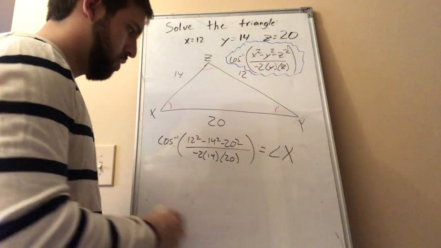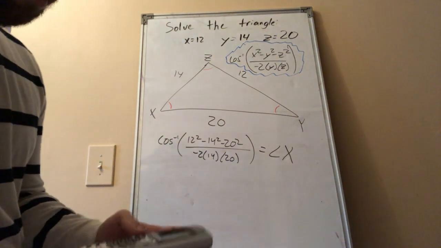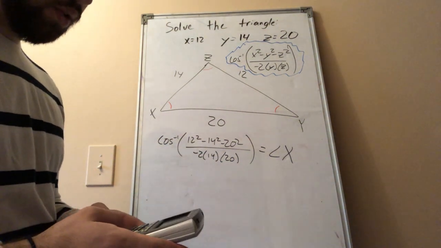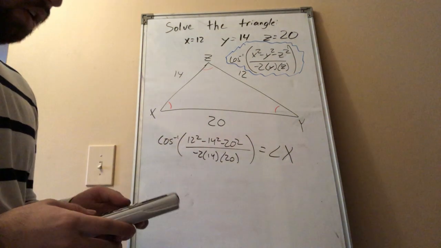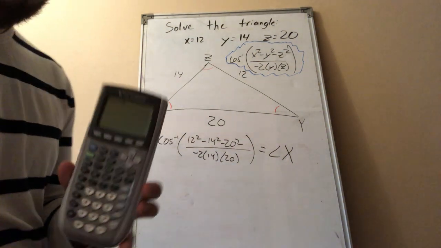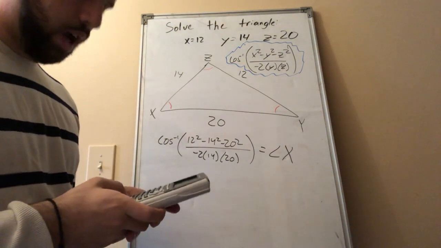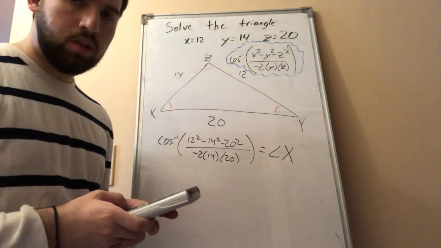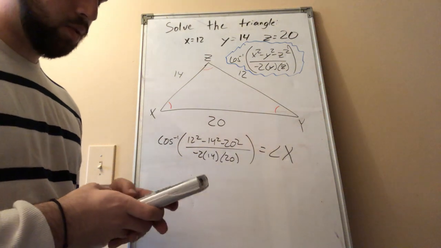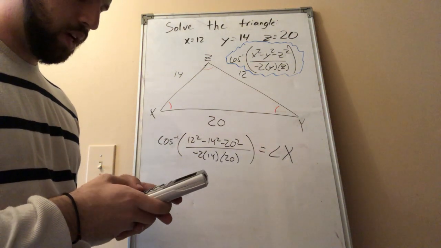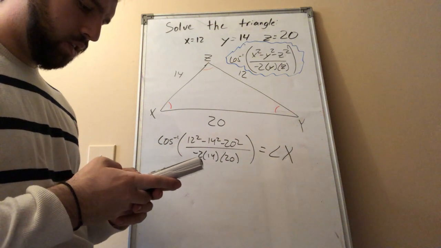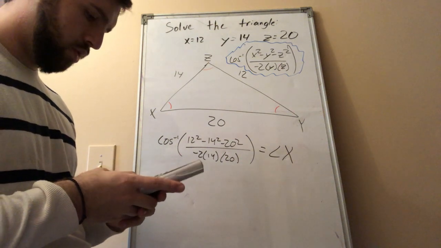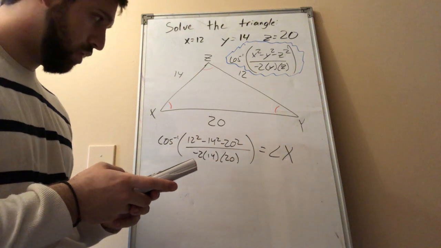So I'm going to take out my graphing calculator. Make sure we are in degree mode, or else we'll get a different answer. Remember, chapter 8, we're in all degree mode. So I'm going to type this directly in. Cosine inverse of, I'm going to put everything in parentheses just so it's a little bit clearer. So parentheses 12 squared minus 14 squared minus 20 squared.